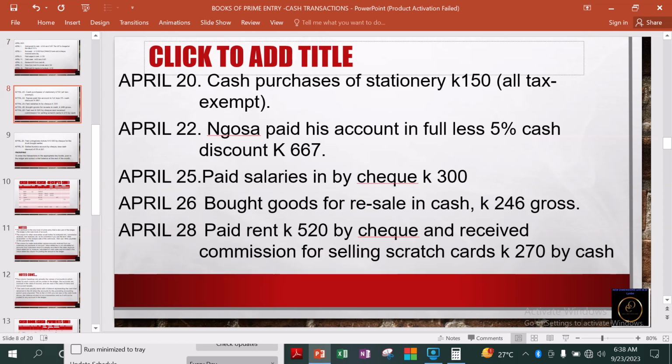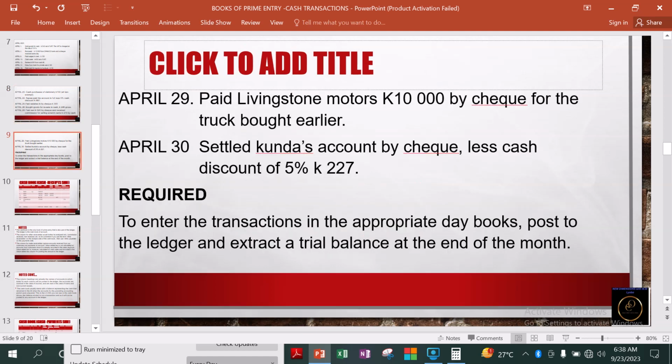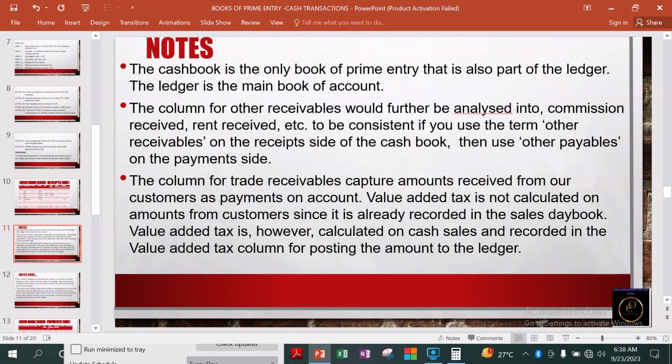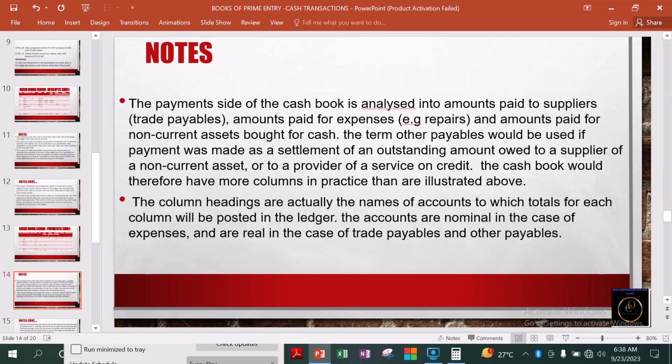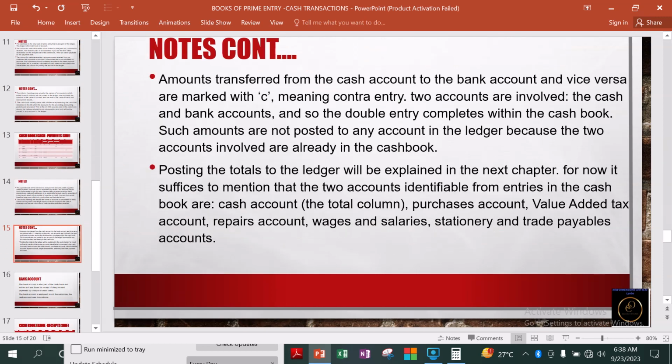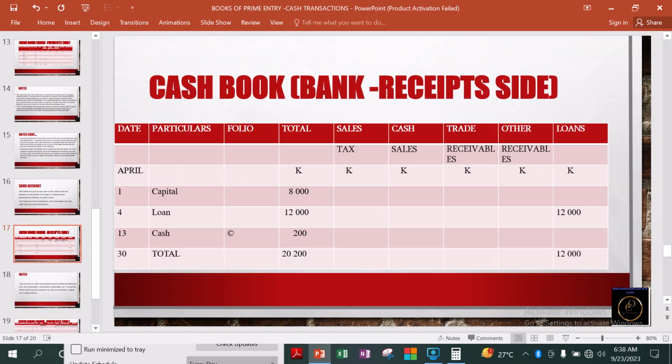So the bank side will receive 200. The cash side will give 200. So we go to the bank side. The bank side will show that we have actually received 200 here.